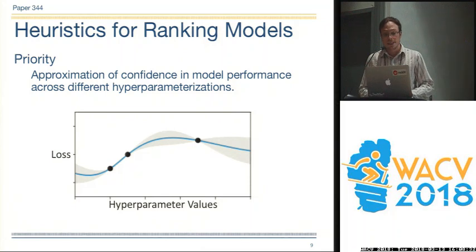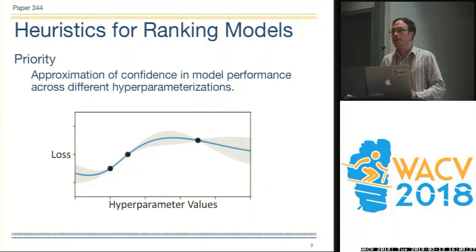The second heuristic we call priority, and it's an approximation of the confidence we have in a model's performance over different hyperparameterizations. And what this gives us is a sense of the fitness of the model for a problem and how much more of the hyperparameter space we should explore for that model.